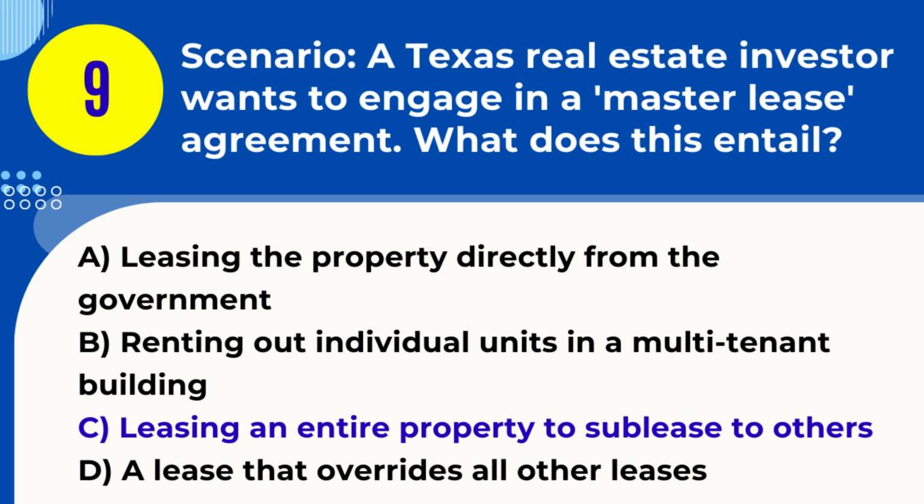Answer: C. Leasing an entire property to sublease to others. Explanation: in a master lease agreement in Texas, a real estate investor leases an entire property, such as an apartment building, and then subleases the individual units to tenants. This arrangement allows the investor to generate income without owning the property.